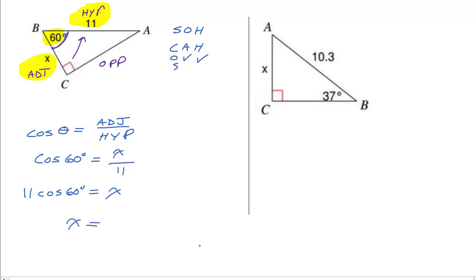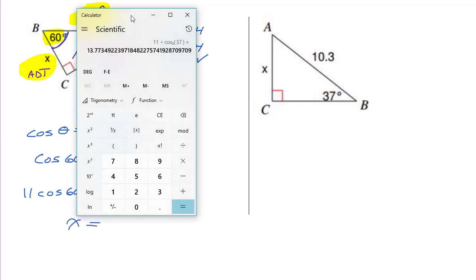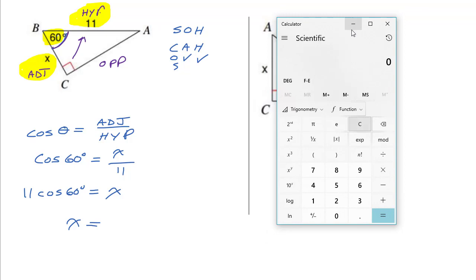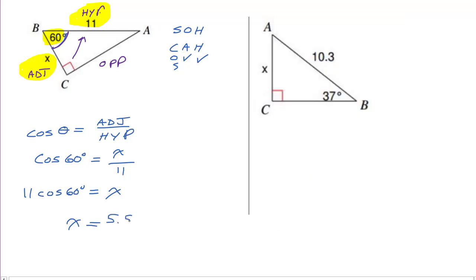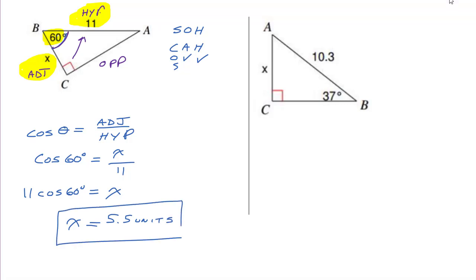All right, so I'm just going to flip it around, go to my calculator, and let's do it. Clear everything out from before. I'm going to do the 60 degrees cos first. So 60 and cos of 60 is 0.5, times that by 11, and 5.5. And that's the length, 5.5 units. Could be centimeters, meters, whatever it is.